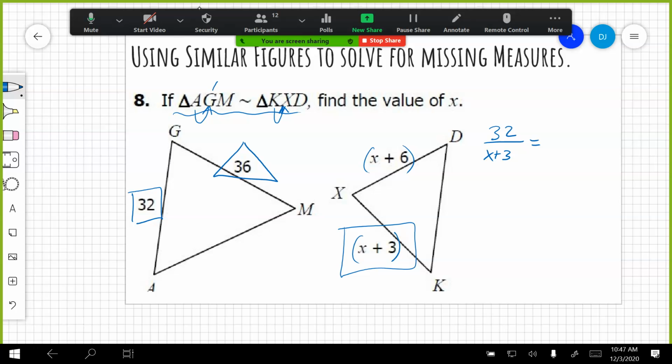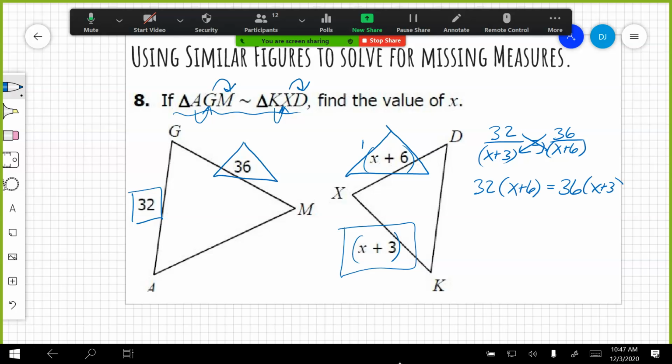GM, which is the second to last letter. Second to last letter is XD. So that's going to give us x plus 6. So that's 36 divided by x plus 6. And we're going to go ahead and cross multiply. So that's going to end up giving us 32 times x plus 6 equals 36 times x plus 3.